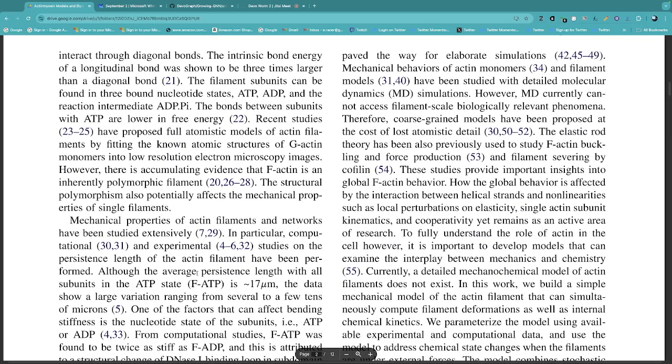And so, of course, we come back to that second paper, the one on the biophysics, the structural biology of actin molecules, where they talk about some of these mechanical properties, and they talk about the molecular structure of actin molecules and how this relates to its ATP state. So mechanical properties of actin filaments and networks have been studied extensively, in particular computational and experimental studies, and the persistence length of the actin filament have been performed. And so they talk about the average persistence length with all subunits in the ATP state being around 17 microns. The data show large variation ranging from several to a few tens of microns.